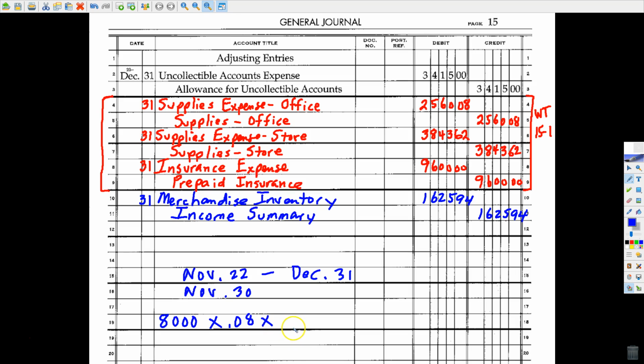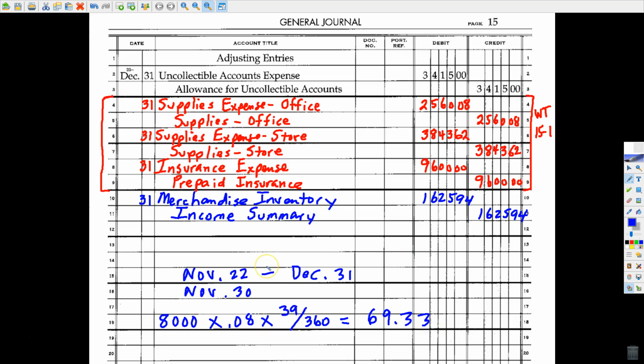So for how many days? We counted up 39 days. So we're going to do 8,000 times 8% rate, and multiply that by 39 over 360 to get the actual amount of interest that would have accrued from November the 22nd to the end of the year. And tell me what you got. $69.33. You nailed it. I just want to stop and make sure you were able to get that.